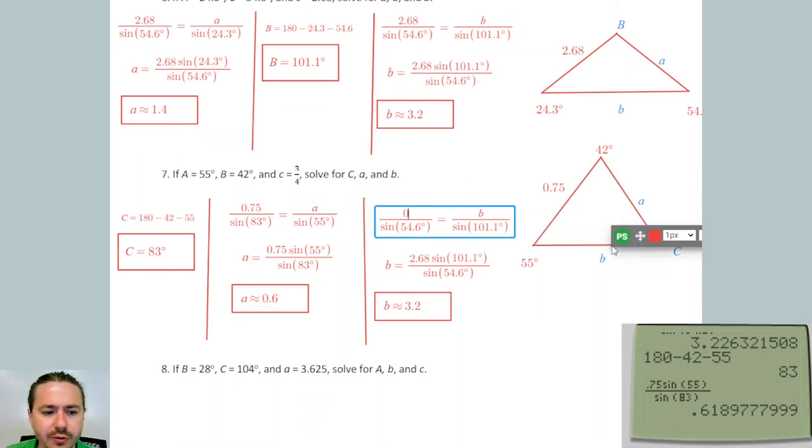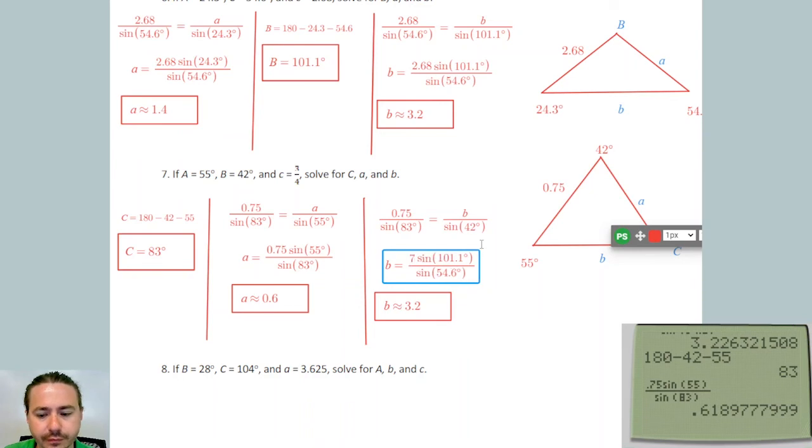We'll go ahead and use our side C, angle C, as our initial ratio, and then we're solving for B. So it's going to be B over the sine of 42 degrees. So here we get 0.75 times the sine of 42 divided by the sine of 83. And we'll throw that in the calculator.